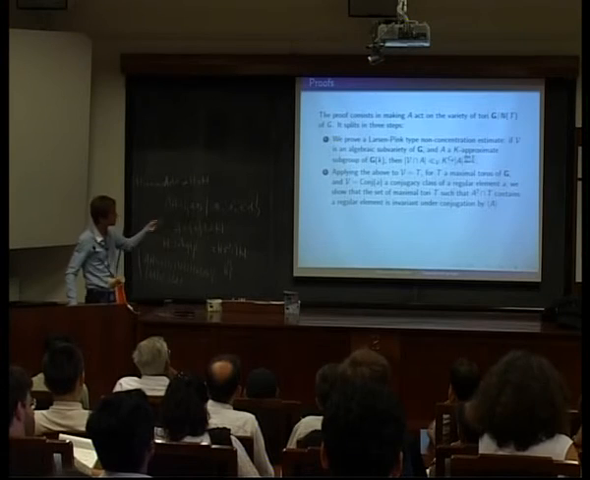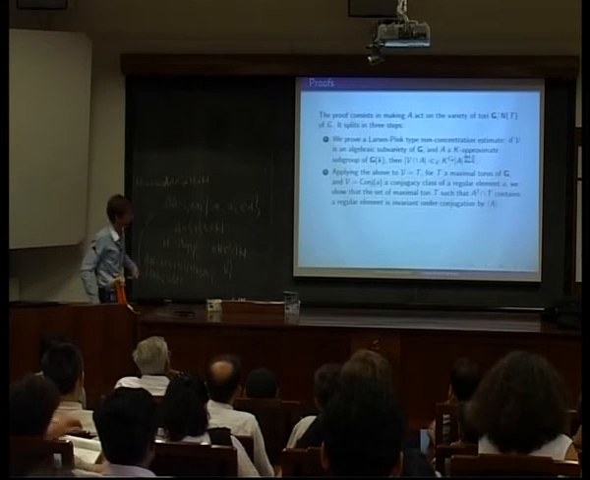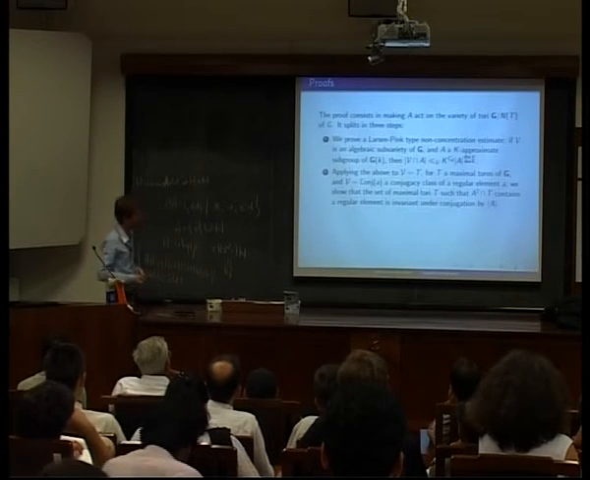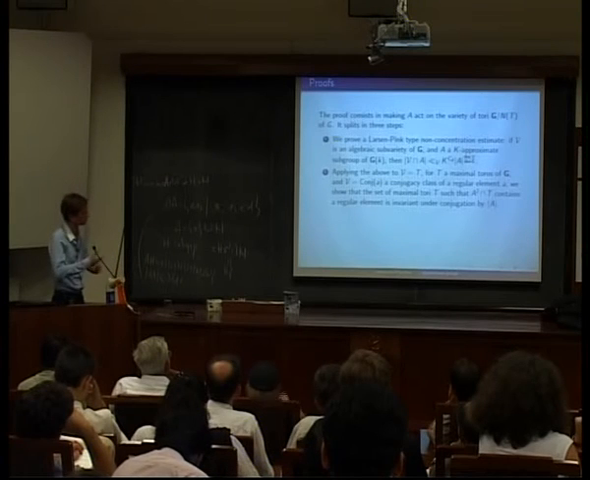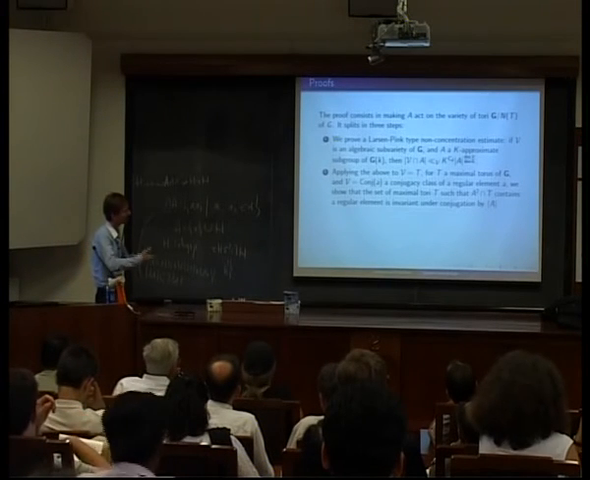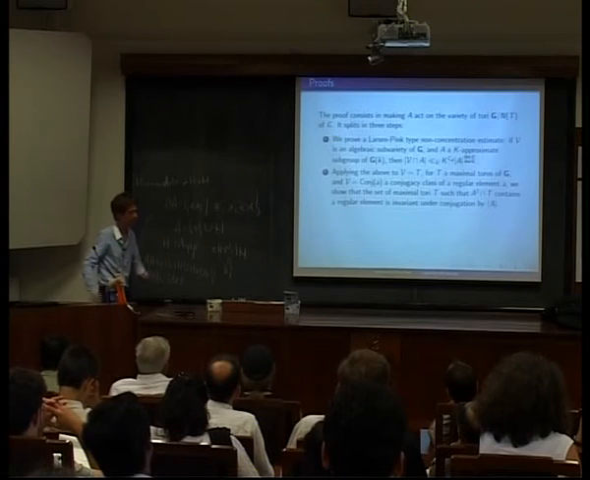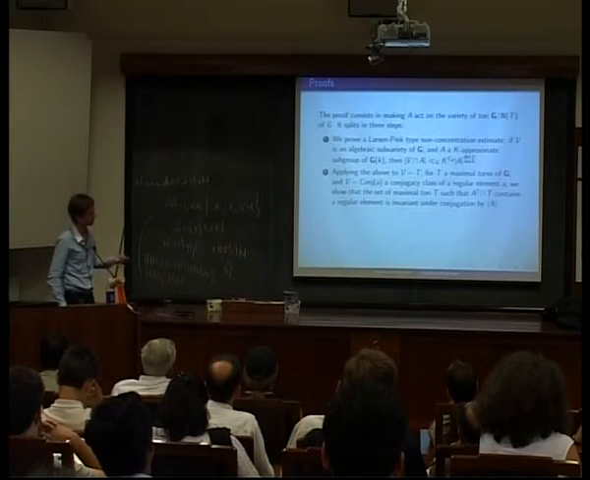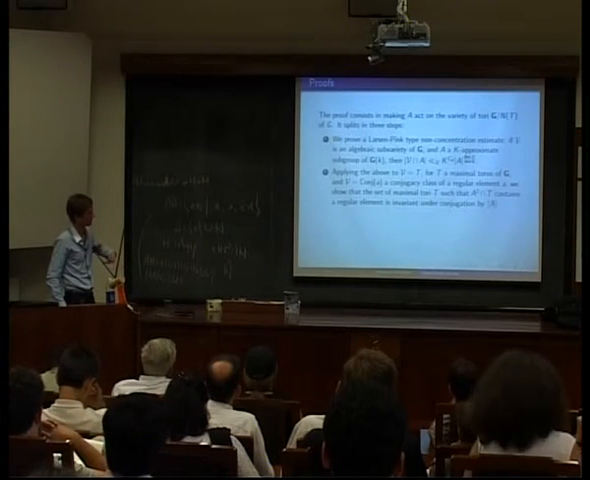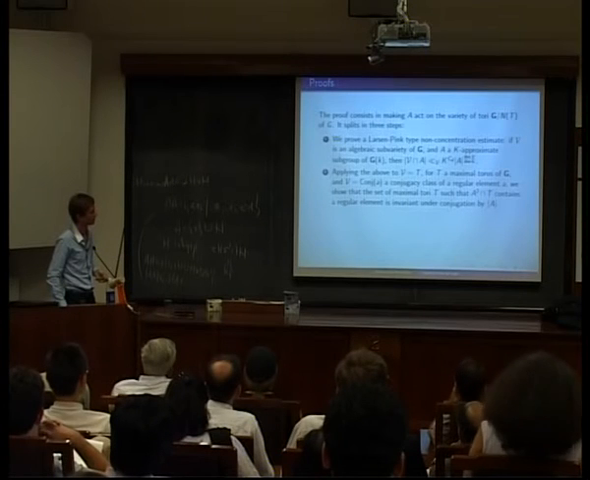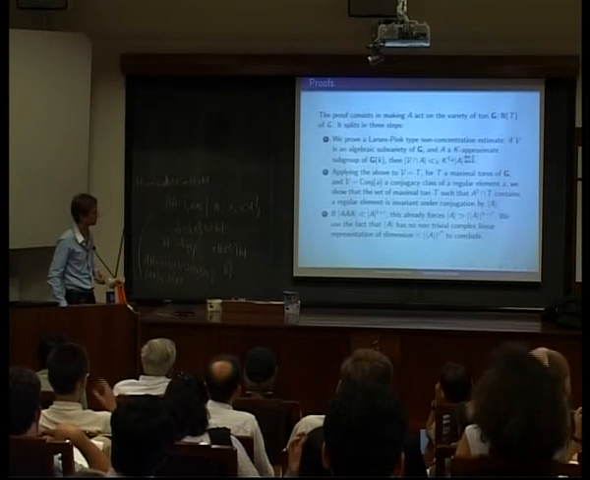Then the second step: you get the contradiction by acting on the variety of tori of your algebraic group, and by counting tori. I won't explain that too much.